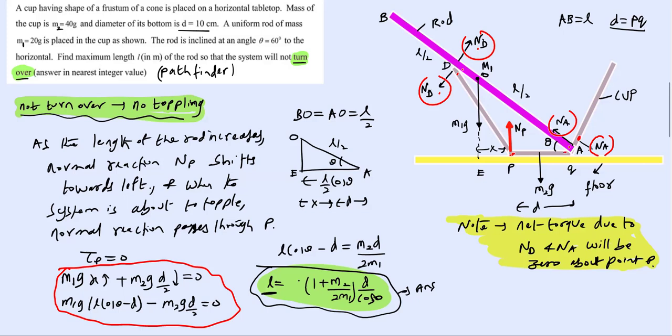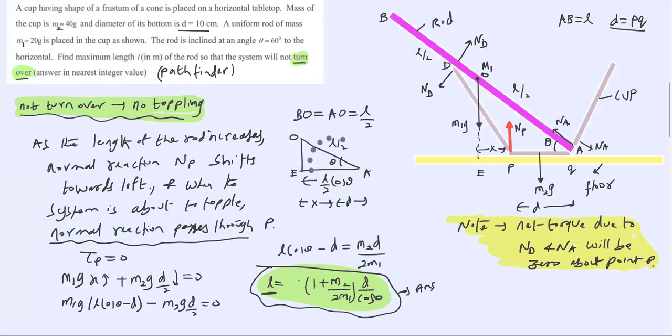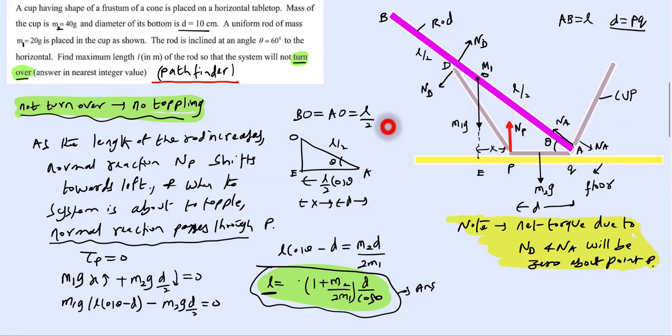Then why will the normal reaction shift? Because it is about to topple about point P. So the normal reaction will shift. This is one basic idea of toppling. Throughout the toppling, this normal reaction is used in many problems. These are some simple ones, and can even be asked in Advanced. It's a pathfinder problem, very important for us. Okay, kids, we'll see the next problem.